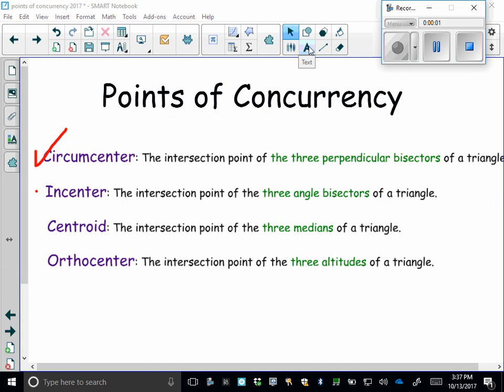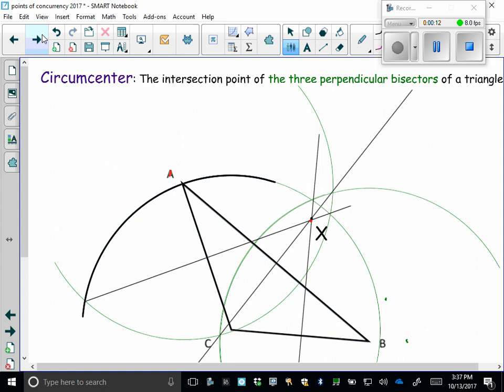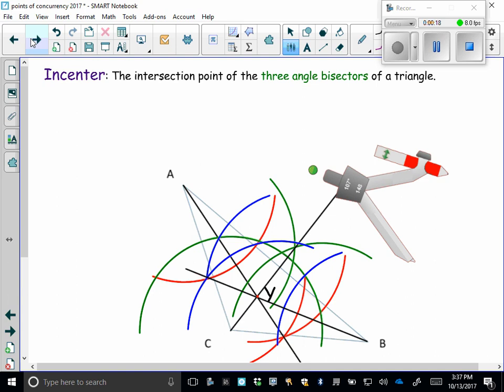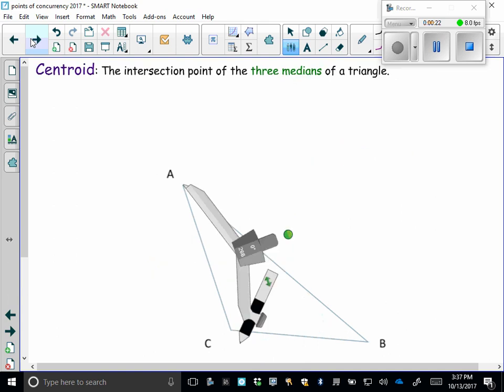Okay. Now we're going to continue with points of concurrency. The previous two videos we did circumcenter and incenter. Now we're going to do centroid. That was the circumcenter, which is the intersection of the perpendicular bisectors. This is the incenter, intersection of the three angle bisectors. Centroid is the intersection point of the three medians.